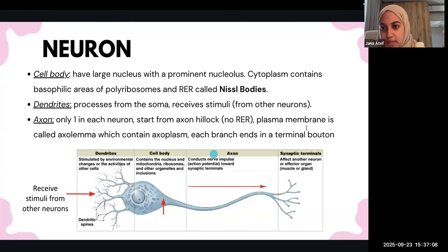Where are the slides going to be sent? The slides are going to be sent, inshallah, by email, if I'm not mistaken. I'll let you guys know.